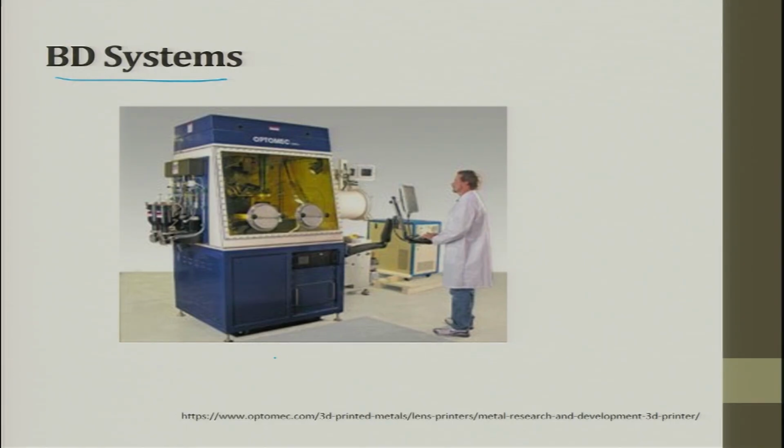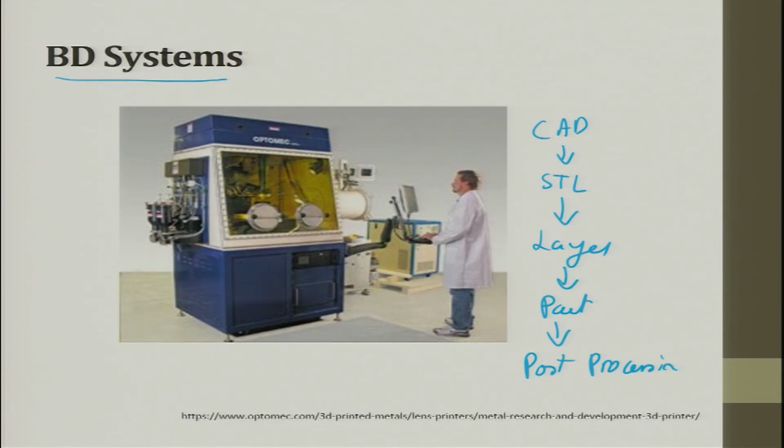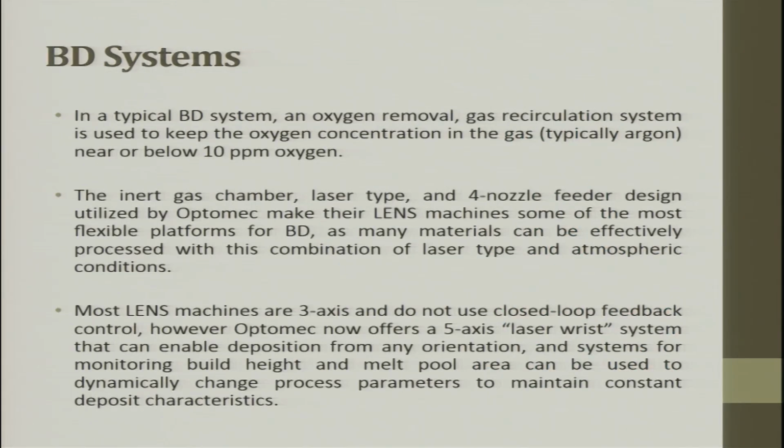So, this is how the entire system looks like, and you have the CAD fed here. So, the CAD is converted: CAD to STL, STL to layer, layer to part to post process is done in this machine. So, CAD, STL, layer cutting is done, and then it is fed to the machine. The part geometry is getting developed in this machine, where we use metal wire, or a wire feeder, for doing it.